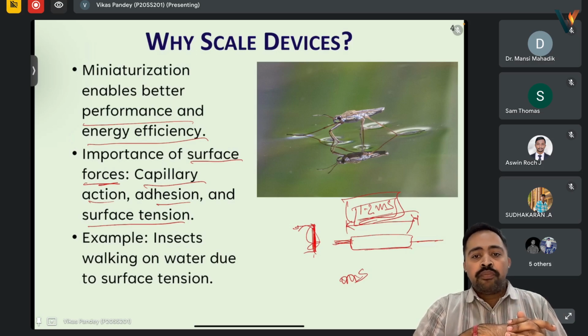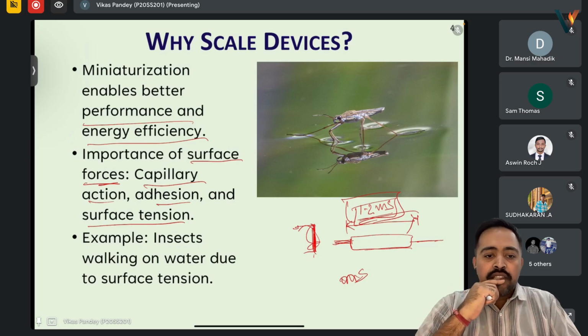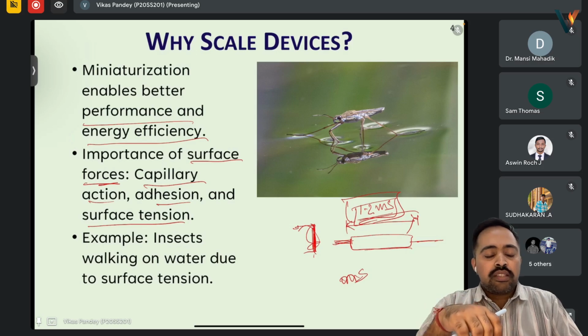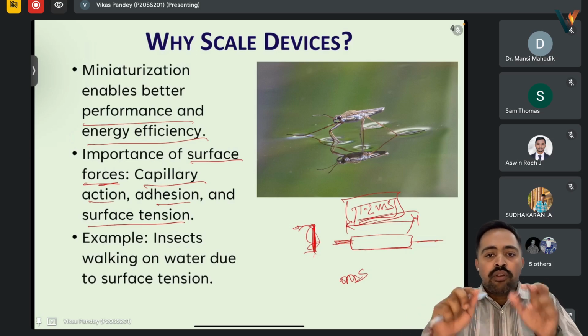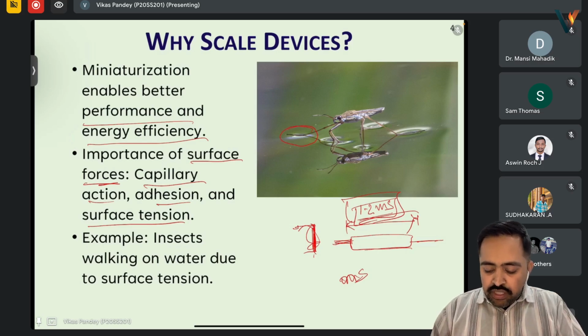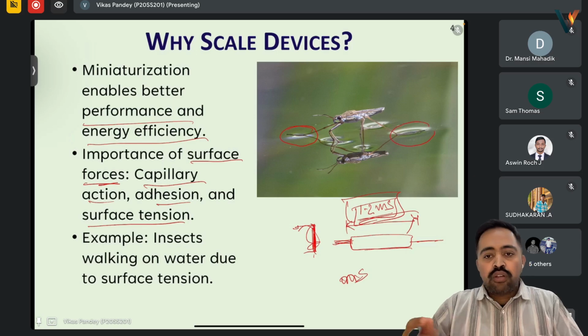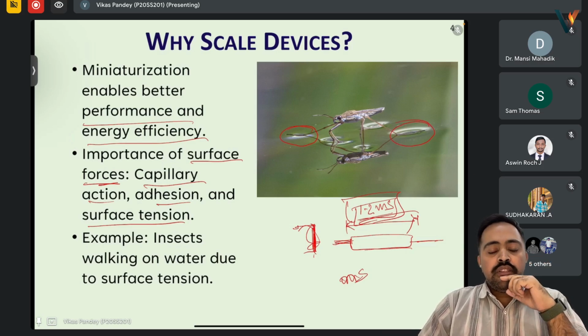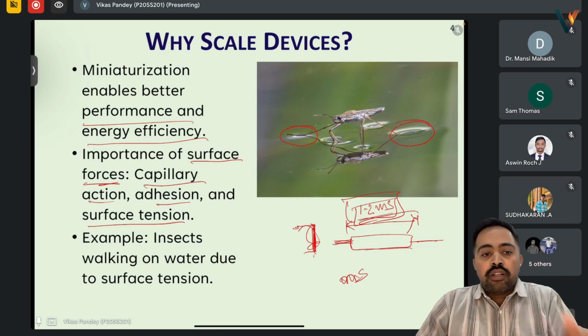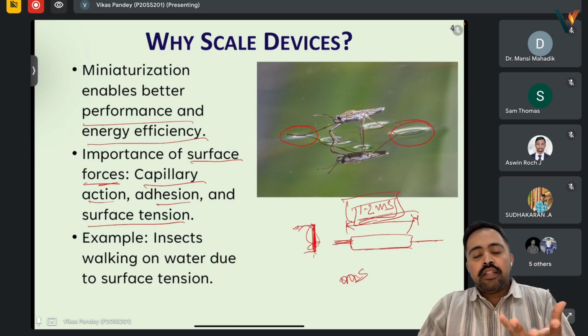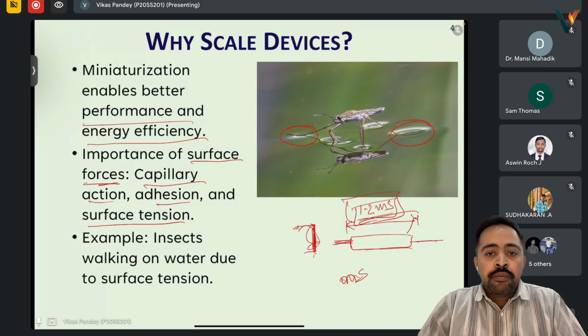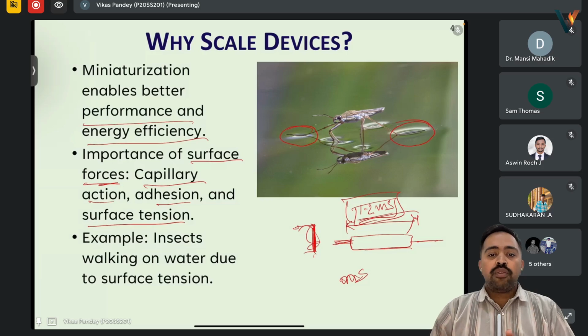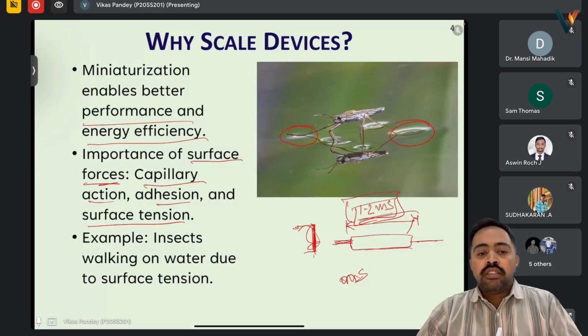If you see some insects, this is actually a water walking insect. It can walk over water because it uses the surface tension provided by the water over its leg. It has very thin hairline features that enable it to walk over water. That is an example from the environment, a naturally occurring use of a micro device. Such features can be incorporated into our electromechanical devices.